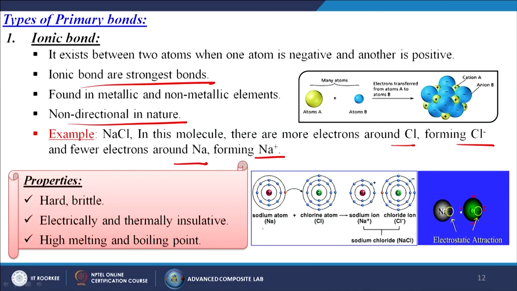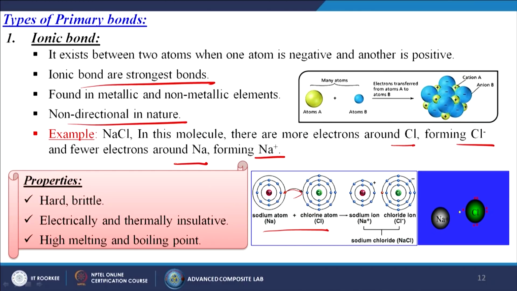So, when sodium reacts with chlorine, the excess electron jumps onto the chlorine atom, and sodium becomes Na plus and chlorine becomes Cl minus. Between Na plus and Cl minus, electrostatic attraction takes place. The properties: it is very hard, brittle in nature, electrically and thermally insulative, with high melting and boiling points.